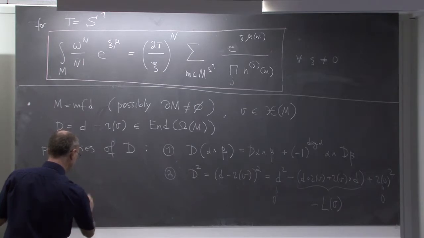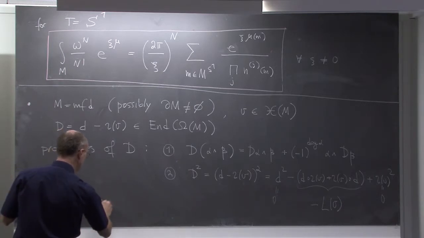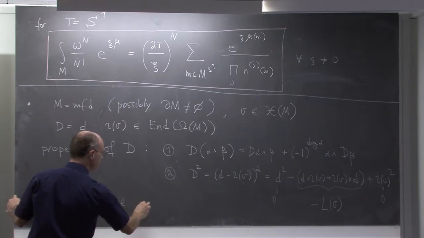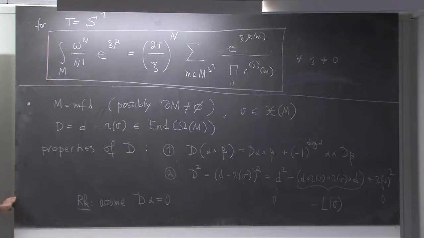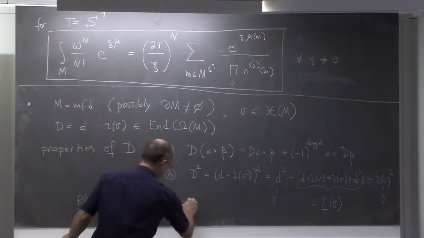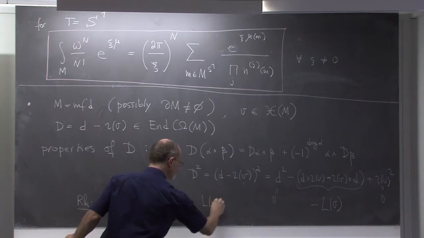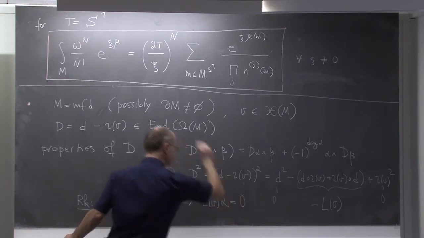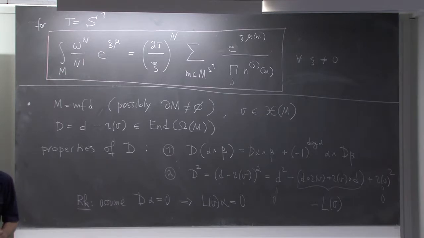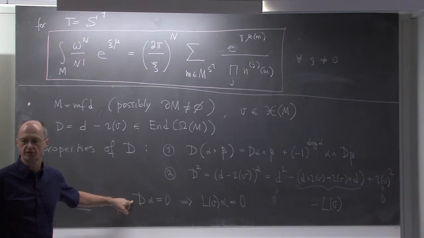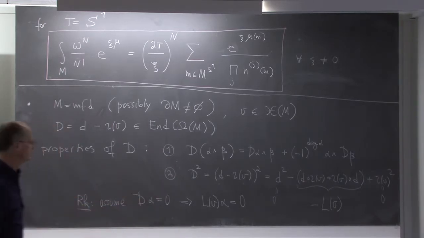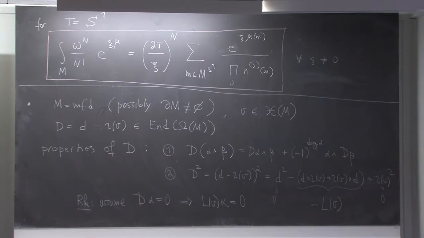In particular, one small remark. If we assume that the form alpha is in the kernel of D, then automatically it is annihilated by the Lie derivative of V, right? Since we just act one more time by D, we get D squared, and this means it's also in the kernel of L_V.